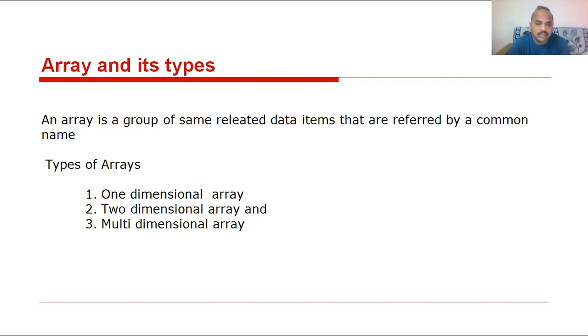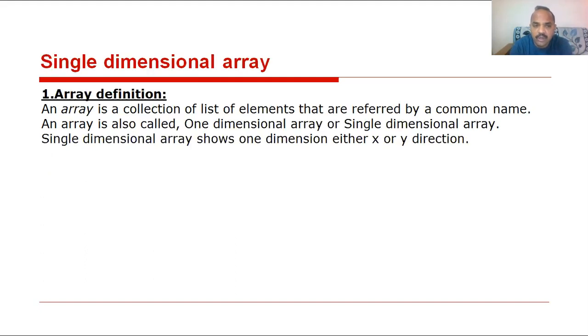Clear? Then the next one is multi-dimensional array. Multi-dimensional array is a collection of two or more dimensions. This is the single dimensional array definition. An array is a collection of list of elements that are referred by a common name. An array is also called a one-dimensional array or single dimensional array.